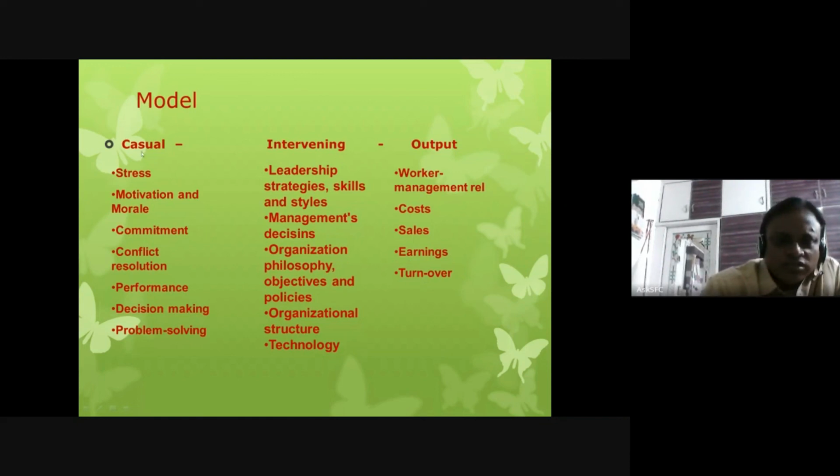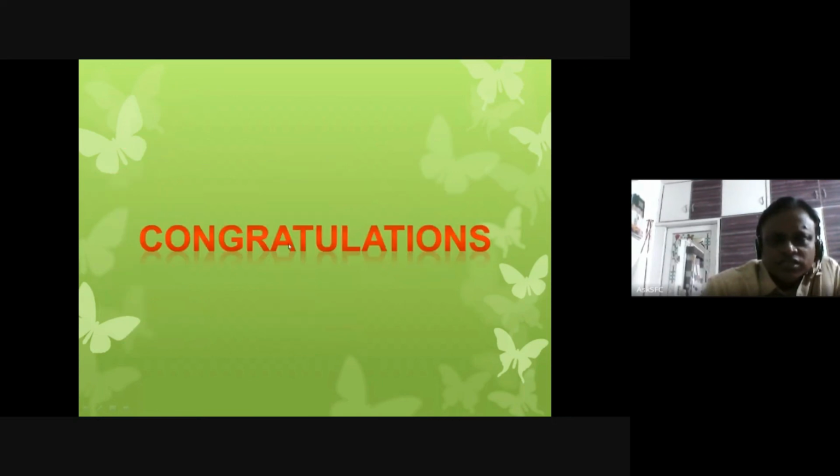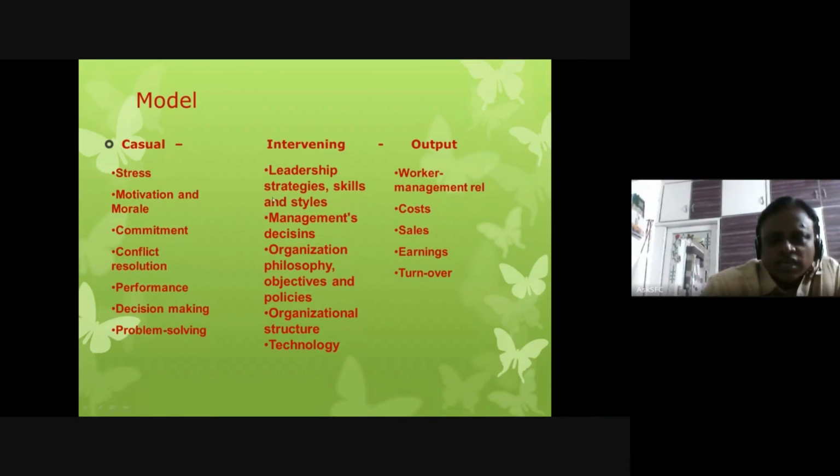If you look at the causes: stress, motivation and morale, commitment, conflict resolution, performance, decision making, and problem solving. All of these would in the long run contribute to the output, but on their own they will not contribute directly, because they need the support of the variables called intervening. So stress and leadership strategies, stress and management decisions, stress and organizational philosophy, stress and objectives of the organization, stress and policies of the organization, stress and organizational structure and technology. That's the way you have to understand it.